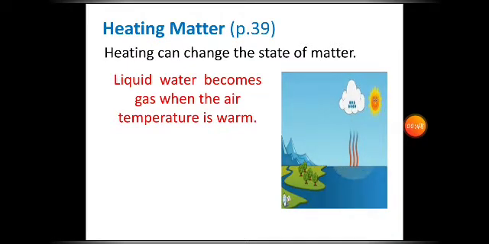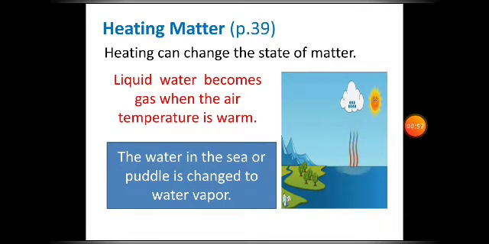But where does that water from the cloud come from? It's also from the bodies of water. Okay, did you get it? So the water in the sea or the puddle, as for example in your book, is changed to water vapor. Water vapor, grade 2, is the gaseous form of water. Is it clear to everyone?